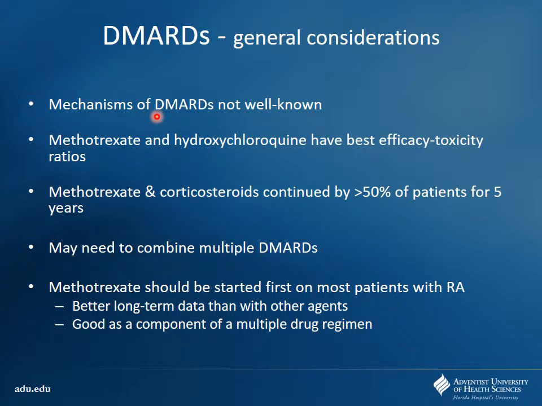So we don't know the full mechanism of the DMARDs. We'll look at a few of them, but we're going to find that in general, methotrexate and hydroxychloroquine are going to have the best efficacy to toxicity ratios. And in general, you should start with one of these for most of your patients. Methotrexate is probably the most common one being used here.